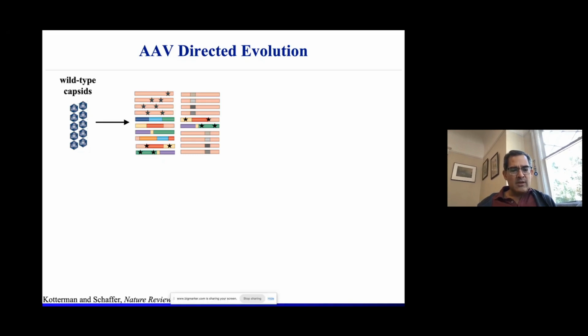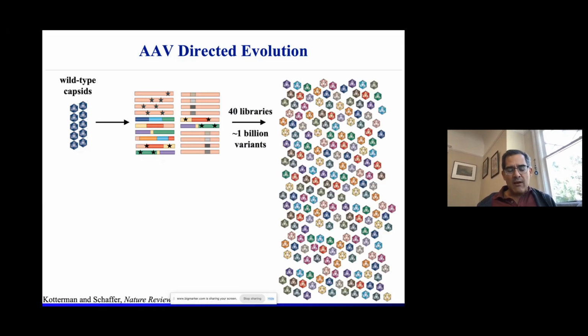In the past 7 years, we've been using computational approaches to develop better libraries, including ancestral reconstructions, as well as machine learning. But the net result is we now have about 45 individual libraries in which diversity has been introduced into the capsid in a variety of different ways. Each one of these is around 10 to 100 million in size. So in sum total, we have over a billion new engineered versions of AAV, any of which may be a solution to a delivery problem that we're trying to solve.